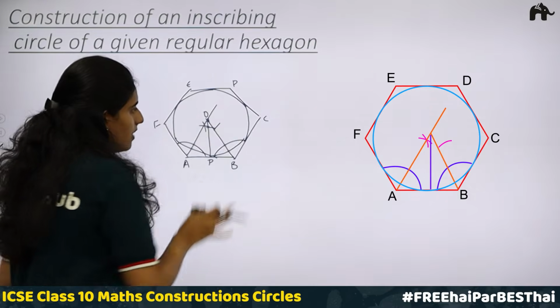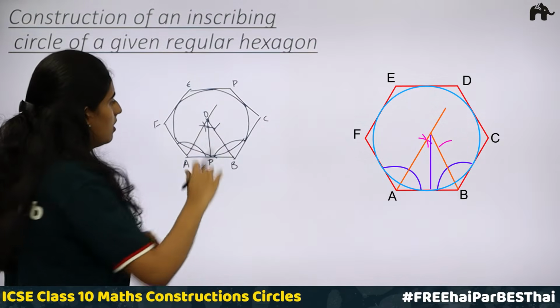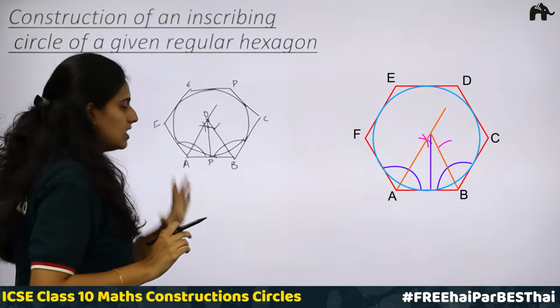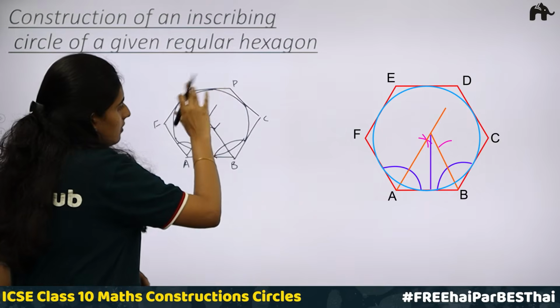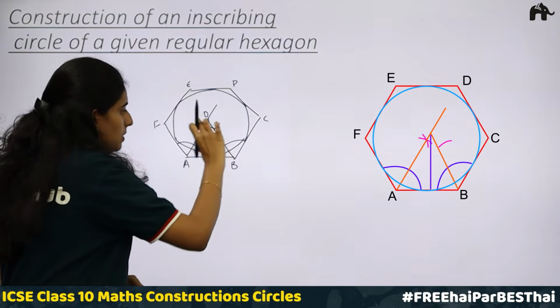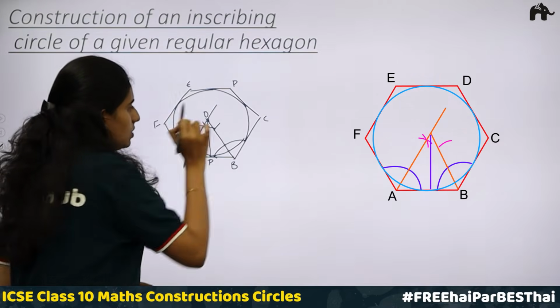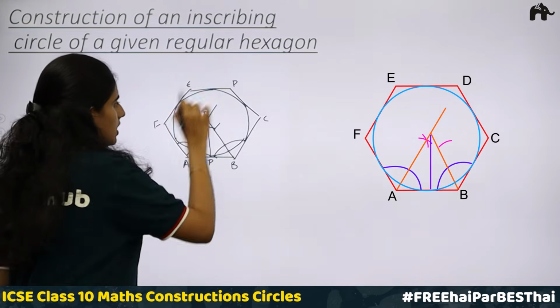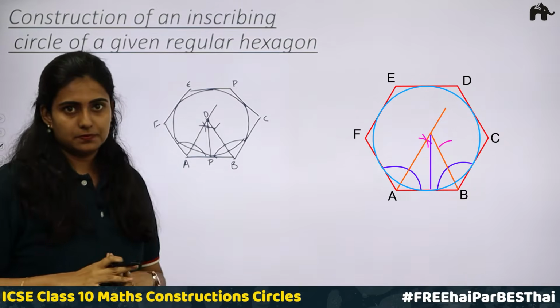Draw the bisectors of angles. They meet at a point. Take the point as center and draw a perpendicular to any side. It can be to AB, BC, CD, EF, any sides. Draw the perpendicular. This perpendicular is taken as the radius and O is taken as the center. Draw a complete circle, and this circle will be the inscribed circle.